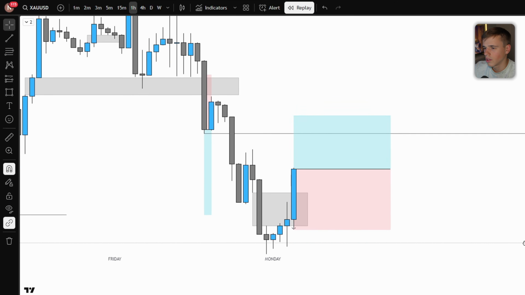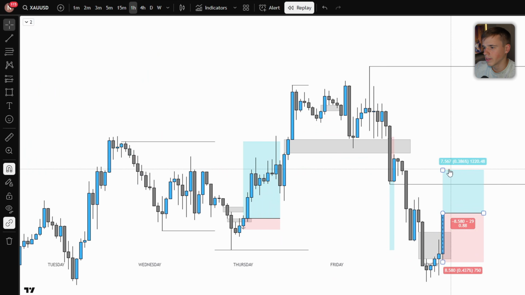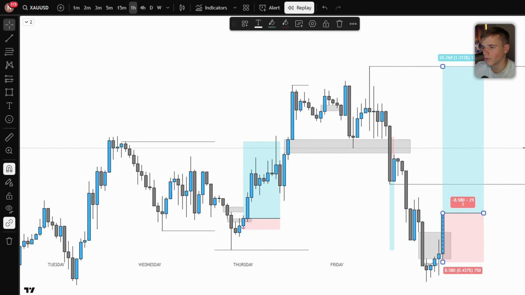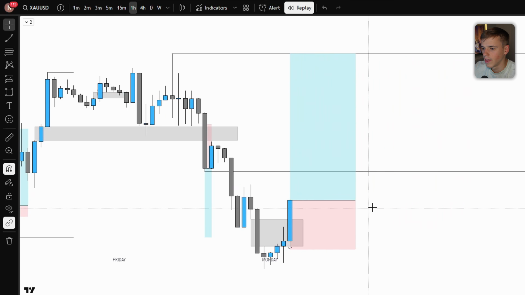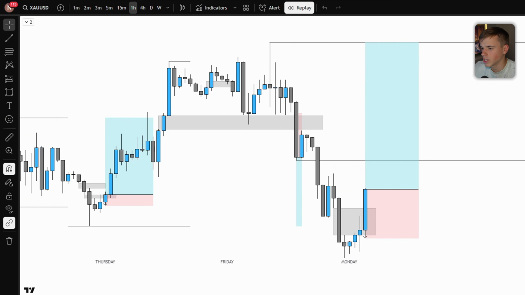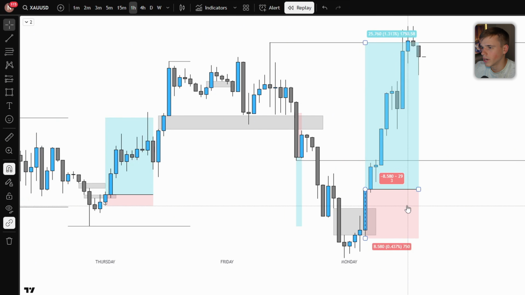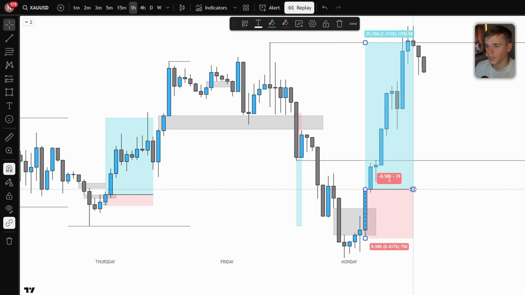Beautiful entry like this. Target the upside, so we can target, you guys already know it, some liquidity, 1-to-1 or the full range, and let's see what happens. So market played out actually beautifully. You can just see how well this strategy is working.